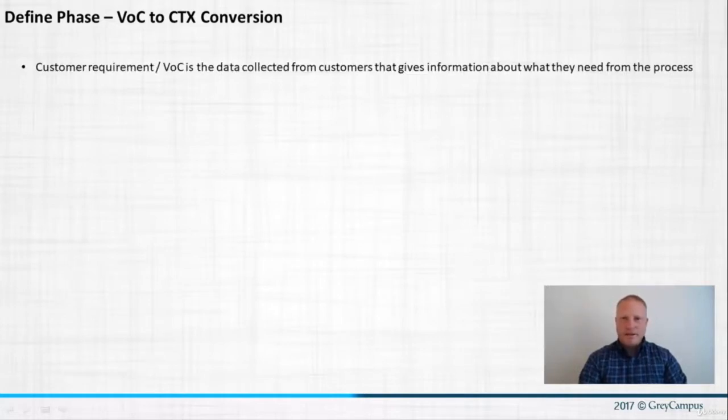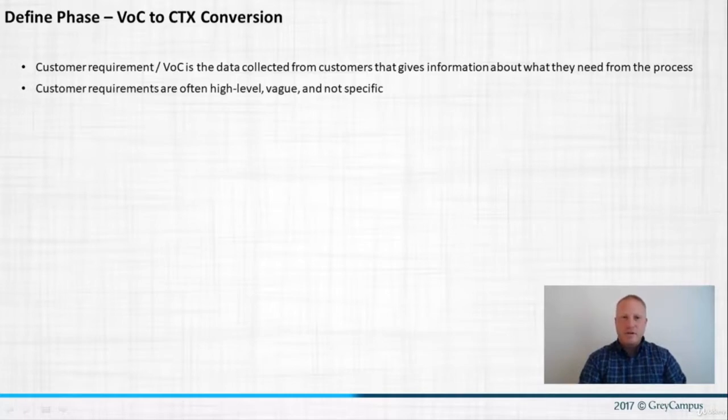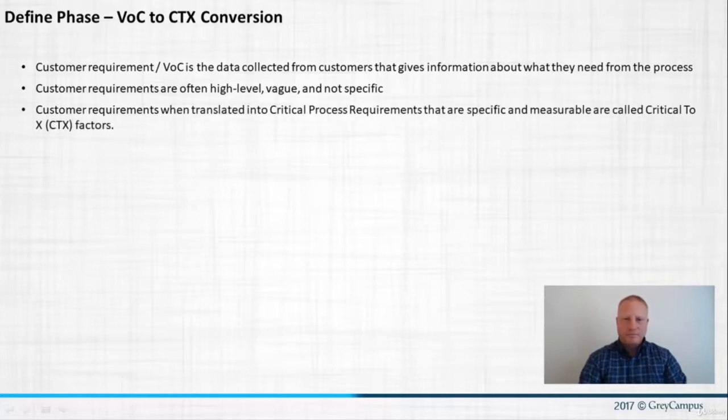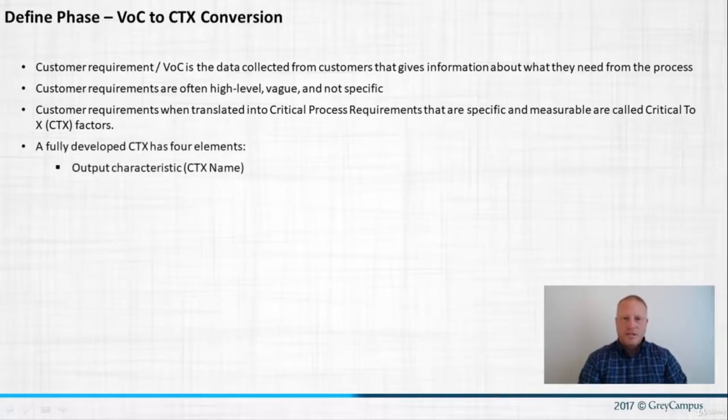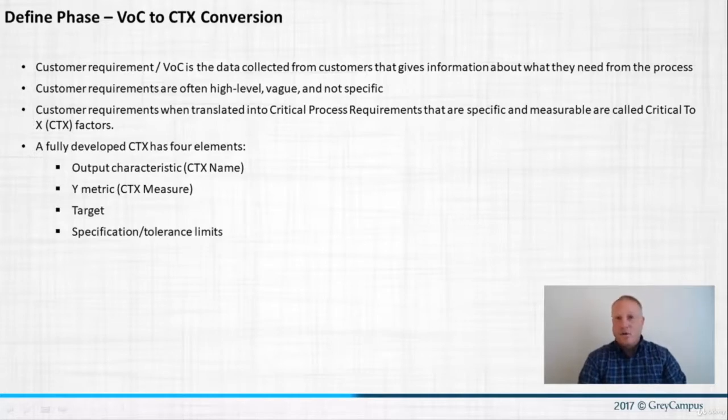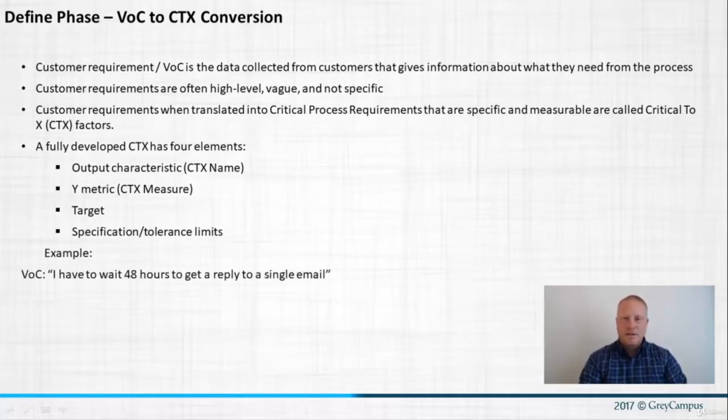So how do we take that customer requirement, often referred to as VOC, voice of the customer, and make that something measurable? Well, we call that the VOC to CTX conversion, or critical to X factors. Those CTXs have four elements: the name itself, the measure, the metric, what are we actually going to measure, the target, what is the goal, and what is the specification. The customer defines those tolerance limits.